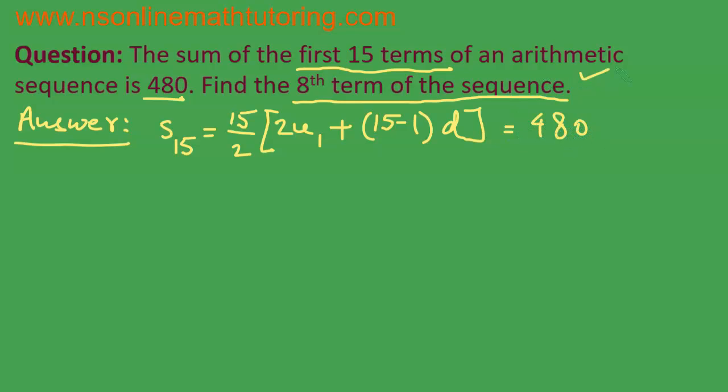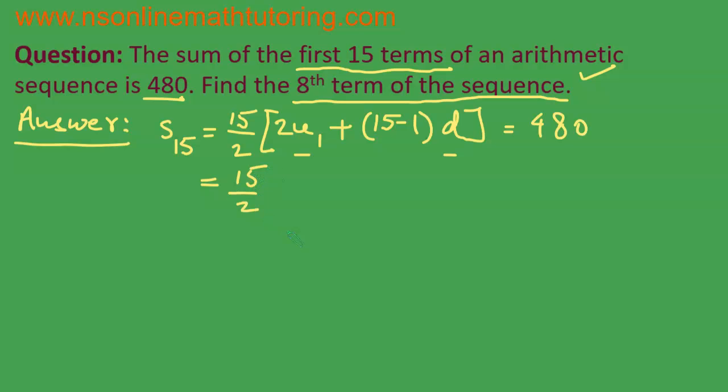And we are required to give the 8th term of the sequence. But how do we do this? How can we get the numerical values of U1 and D from a single equation? I am seeing that there is a single equation and two variables. So how is that possible? Really not sure, but we cannot just leave it as it is. We have to proceed, so let's continue.